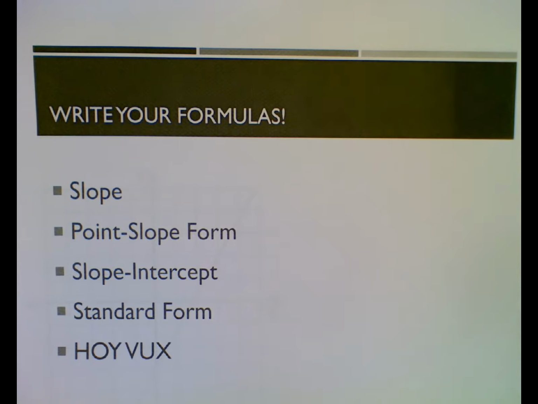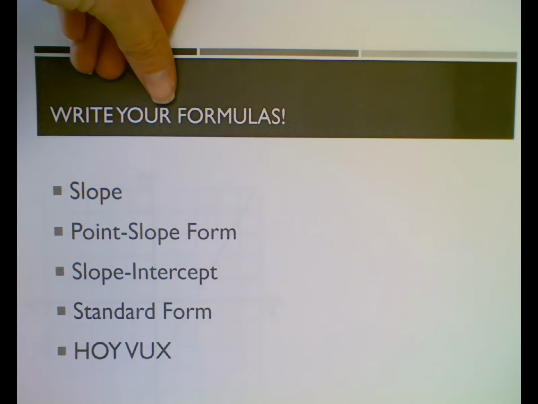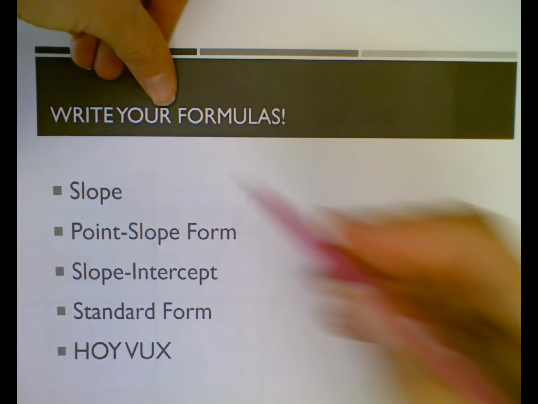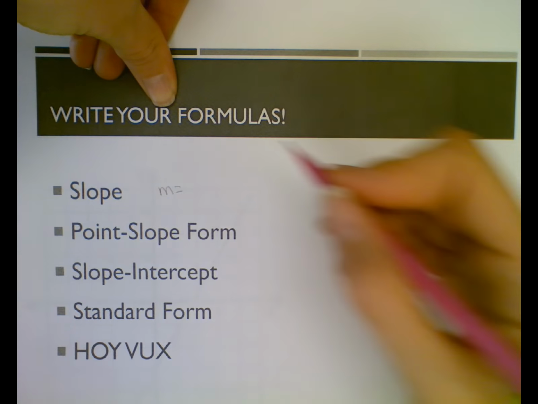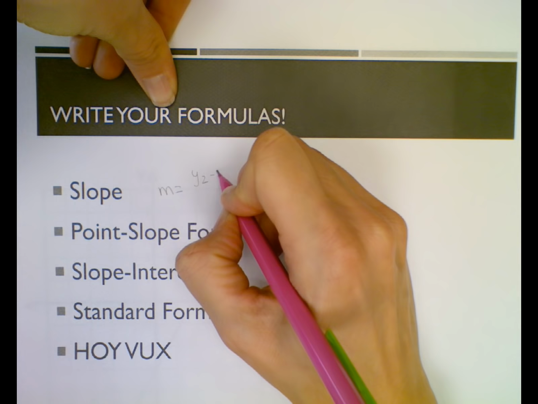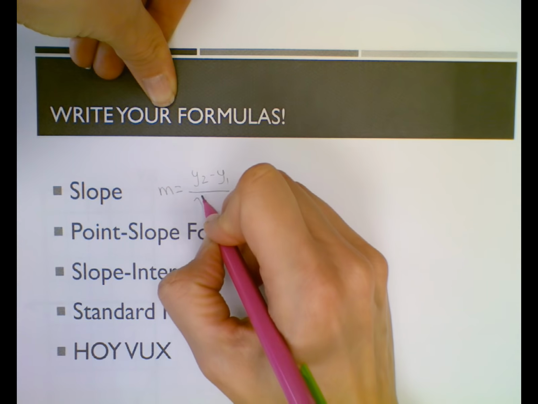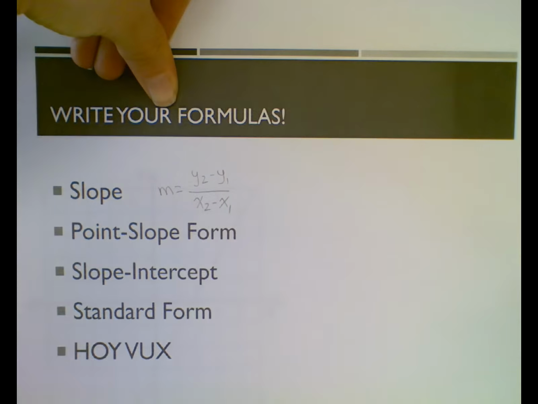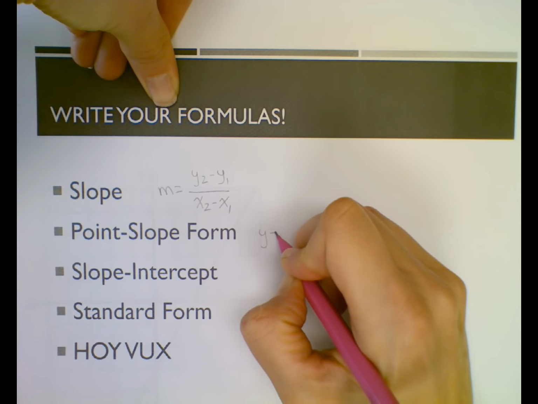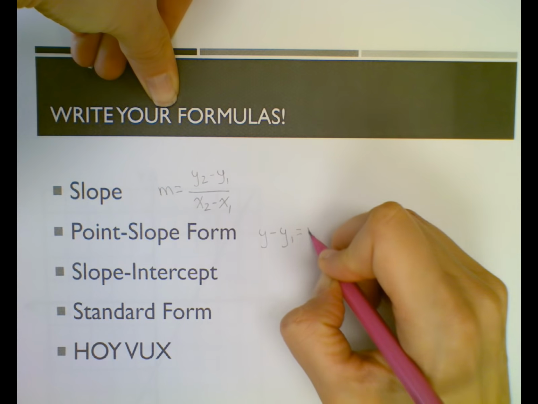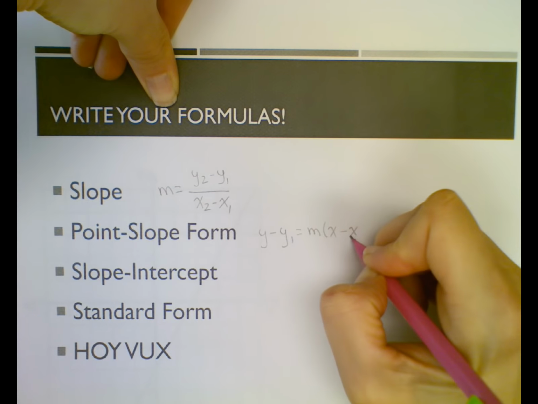Alright, first things first, know your formulas. So go ahead and pause the video, write your formulas down, and then unpause and be ready to check. Be mindful that slope is the formula for slope. So slope equals y sub 2 minus y sub 1 over x sub 2 minus x sub 1. Okay. Point slope is y minus y sub 1 equals m times x minus x sub 1.